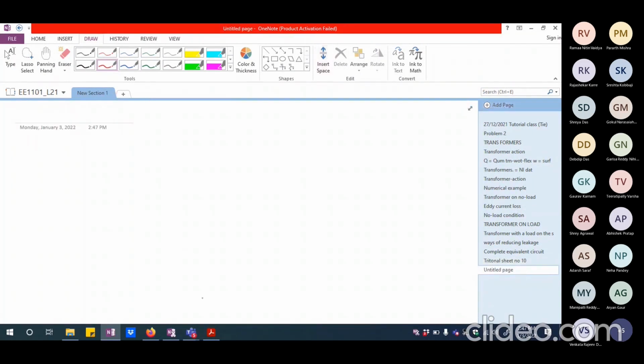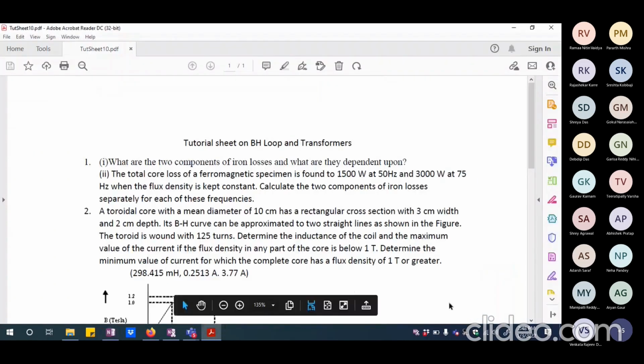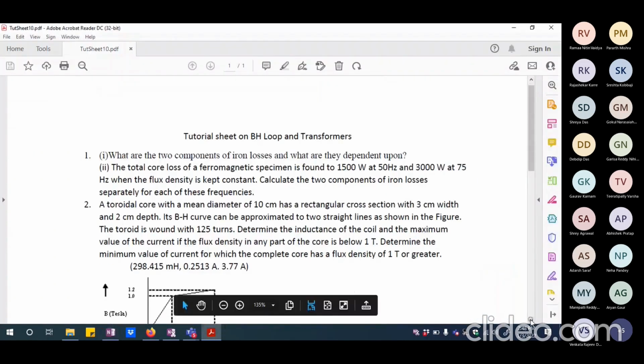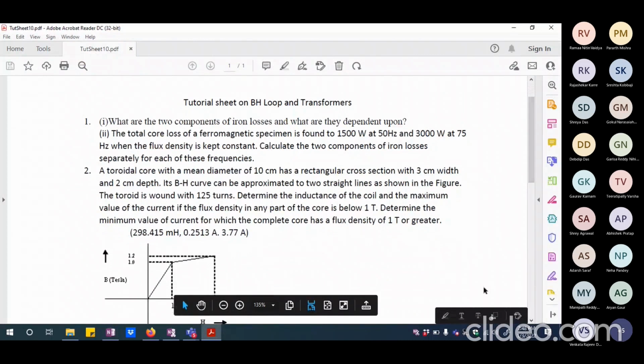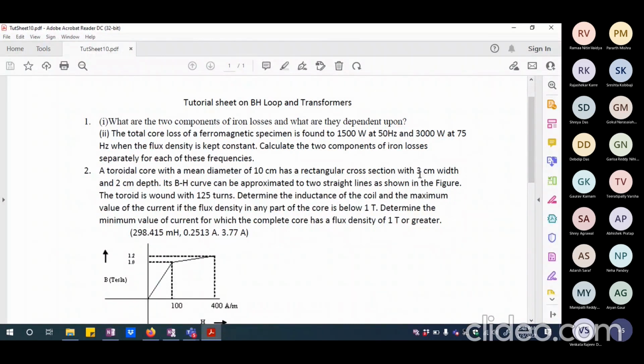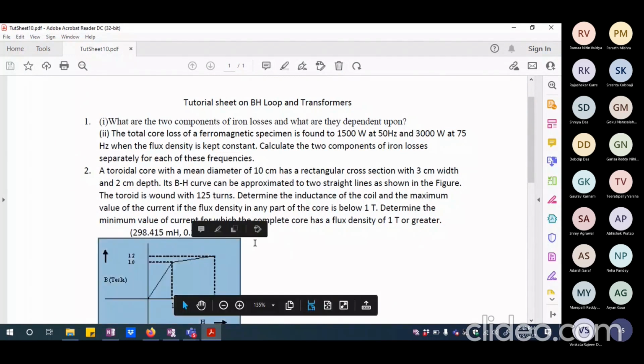So the next question, the statement is as follows. A toroidal core with a mean diameter of 10 centimeter has a rectangular cross section with 3 centimeter width and 2 centimeter depth. Its BH curve can be approximated by 2 straight lines like this. Whatever is shown here, that is essentially the BH curve.